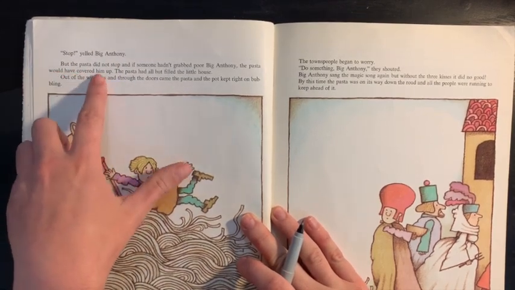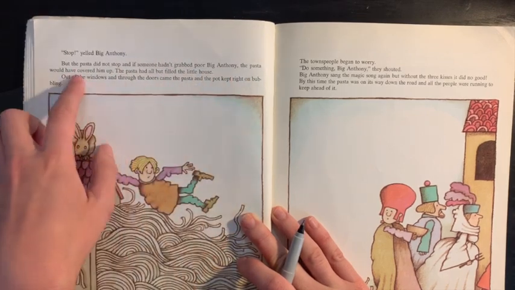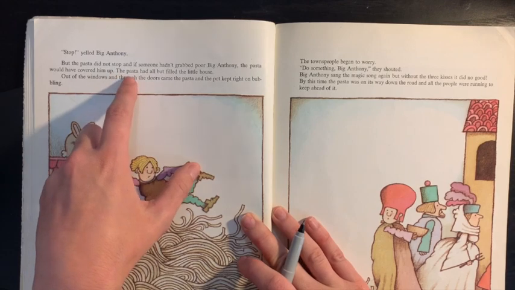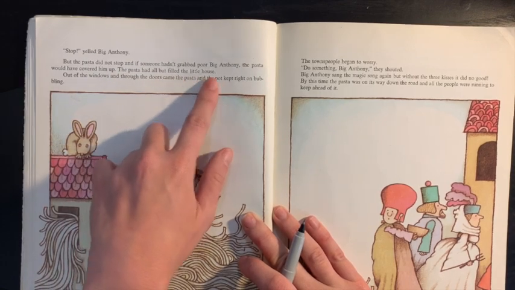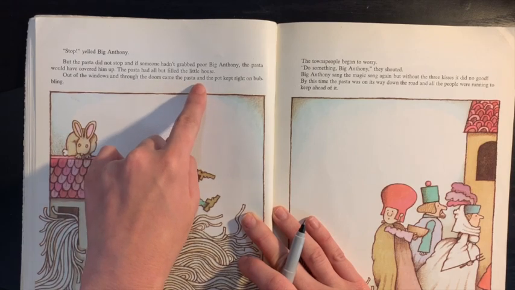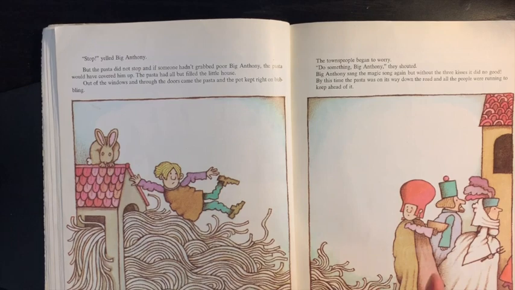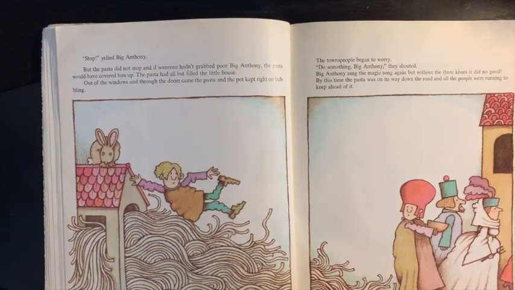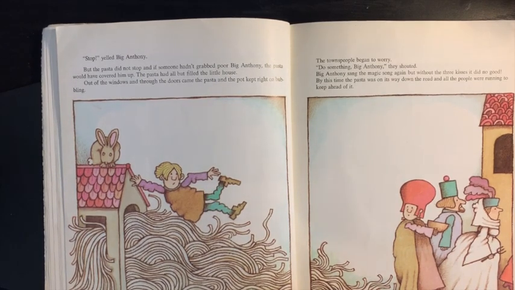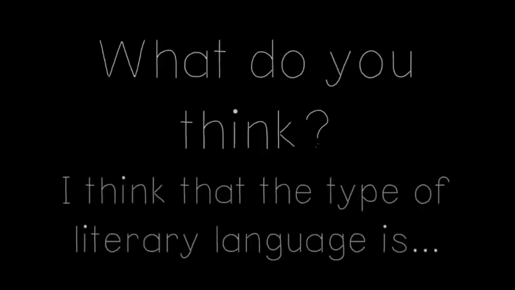But the pasta did not stop, and if someone hadn't grabbed poor Big Anthony, the pasta would have covered him up. The pasta had all but filled the little house. Out of the windows and through the doors came the pasta, and the pot kept right on bubbling. So I picked this page because I think that it has a really great example of literary language. What do you think the example of literary language on this page might be?